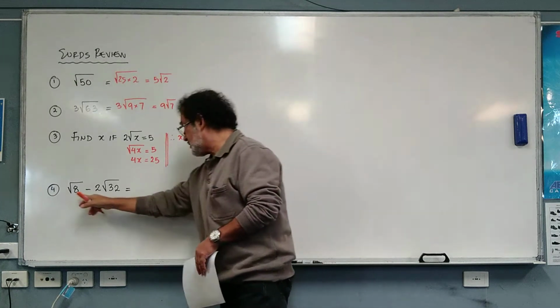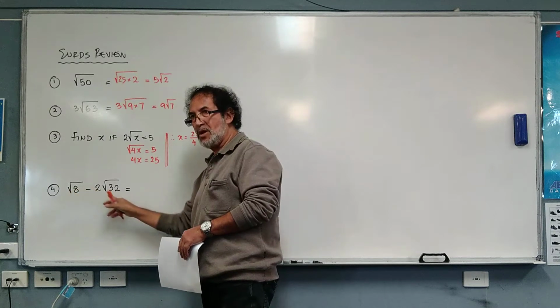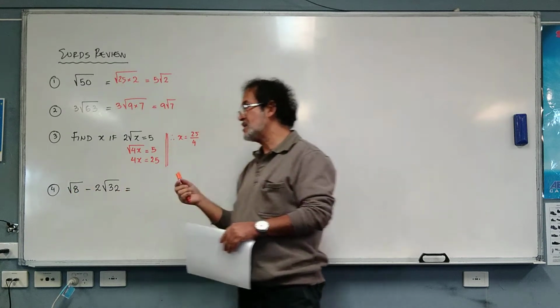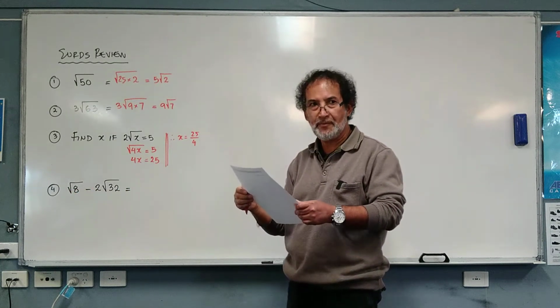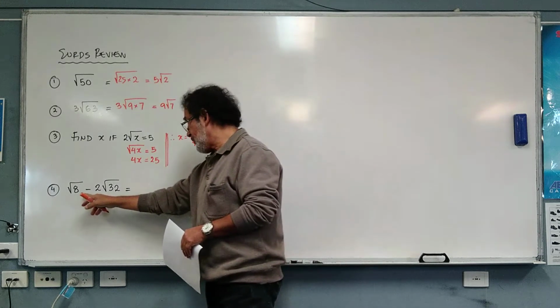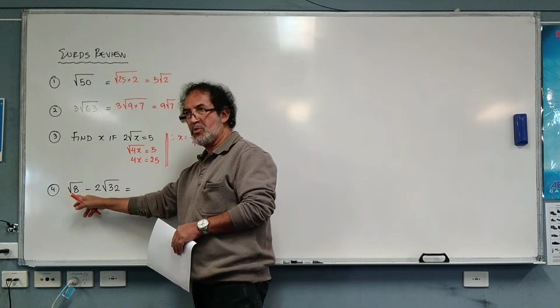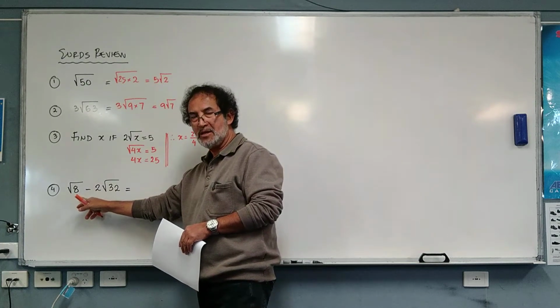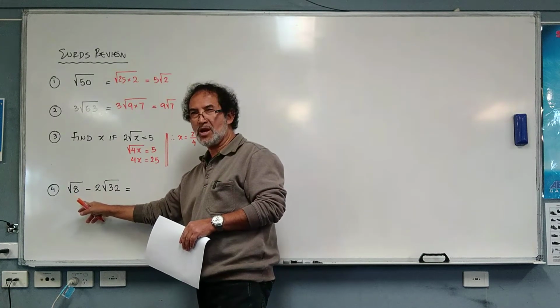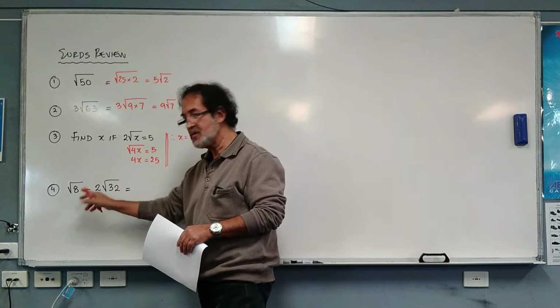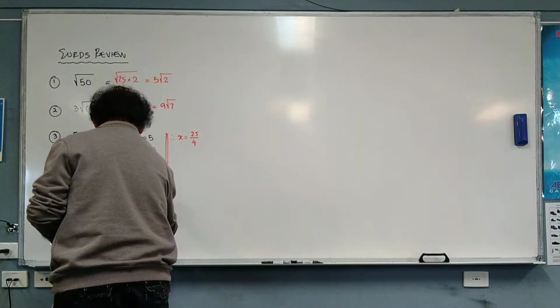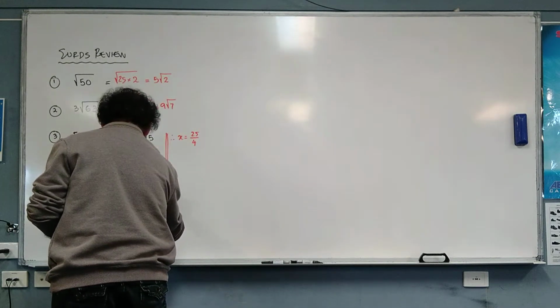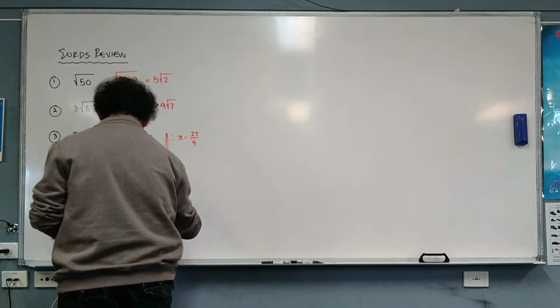Alright, the next one. The next one is when you have to simplify more than 1 surd and then see if you can put them together. Okay, so this is a very popular 2 root 2. Do you remember? Okay, so this is 2 square root of 2. Are you okay with that? Yeah. Okay, so I'll say 2 root 2, then minus 2.